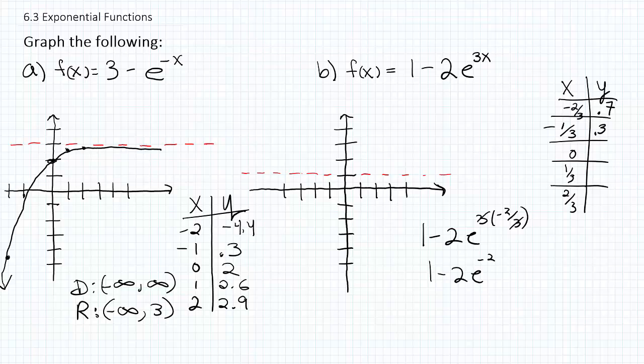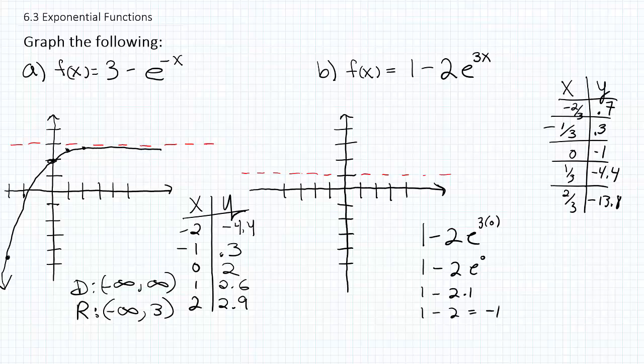If you do the same with 0, we can evaluate by hand pretty easily. So let's do that one by hand. If you have 1 minus 2e to the 3 times 0, it's going to be the same as saying 1 minus 2 times e to the 0, which is the same as 1 minus 2 times 1, or 1 minus 2, which is -1. And then if you put in the 1/3, you'll get -4.4 to 1 decimal place. And then if you put in the 2/3, you'll end up with a number like -13.8. So very much off our chart.